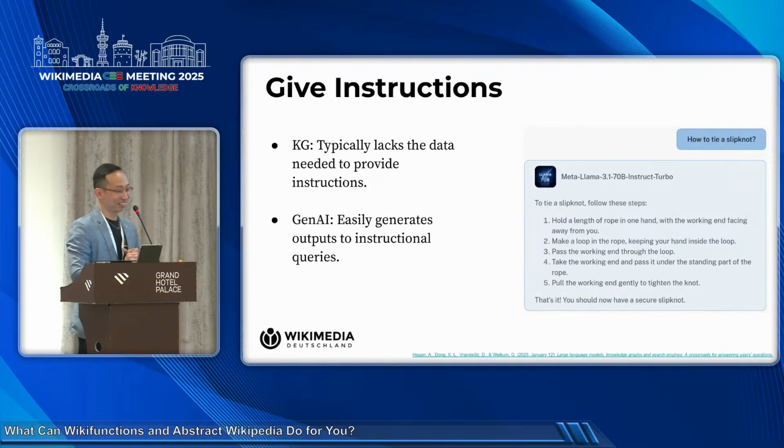Giving instructions. Typically, knowledge graph lacks the data needed to provide instructions, whereas Gen AI can easily generate output to instructional queries. You can ask for a recipe. You can ask, oh, how do I tie a knot? You can ask, what's the recipe of Greek salad, for example, since we are in Greece.